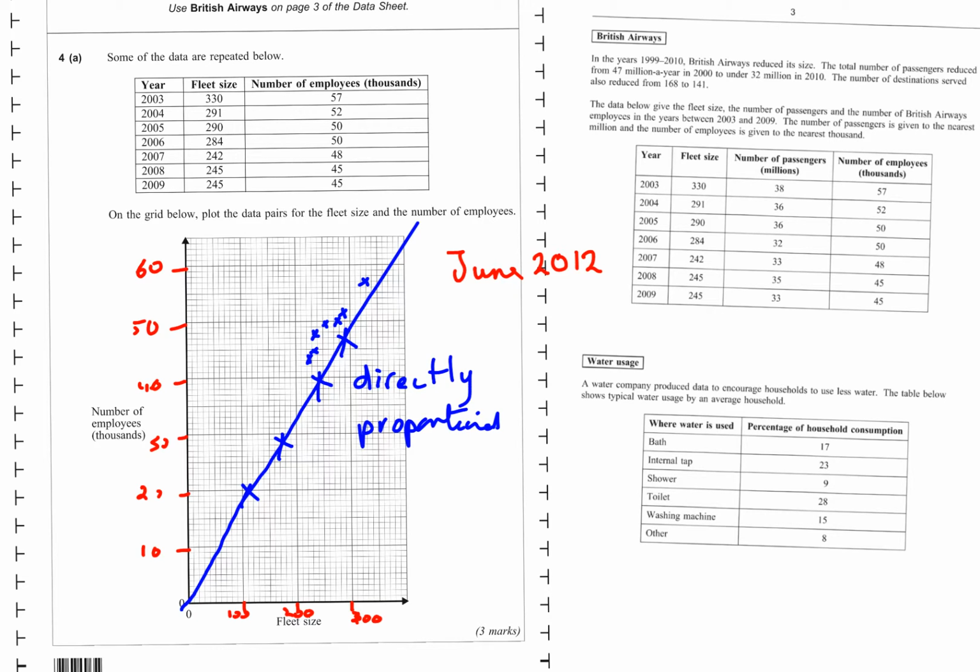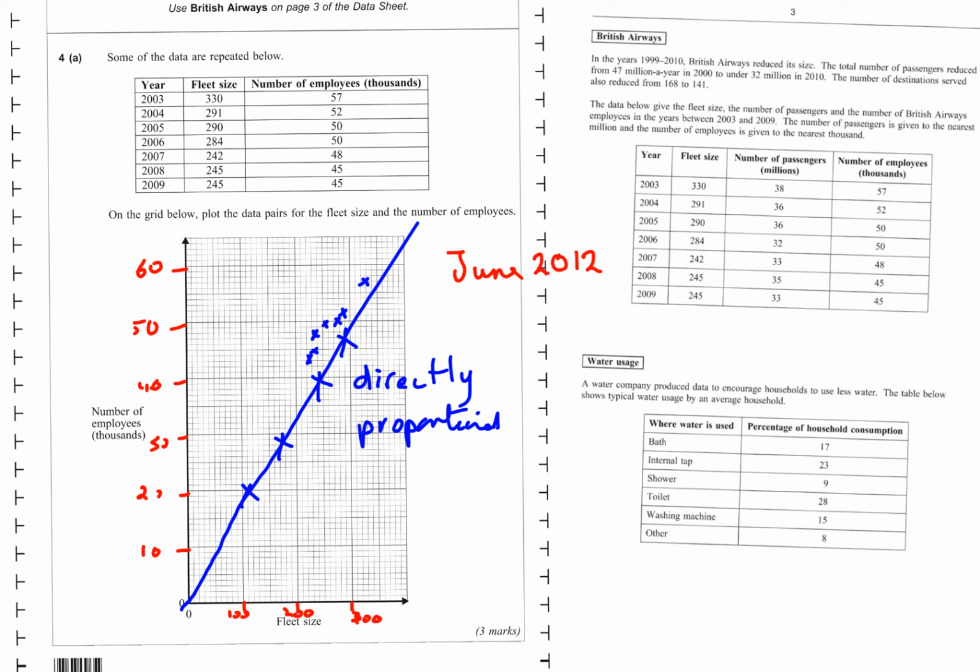So here it says, how can you tell from the graph that the fleet size and the number of employees are not directly proportional? I can say that because the points plotted are not in line and they don't run through the origin. So the data we've got here, the fleet size and the number of employees, is not proportional. Why? Because I cannot draw a line through the points, and also it doesn't go all the way through 0. So please make sure you remember this.